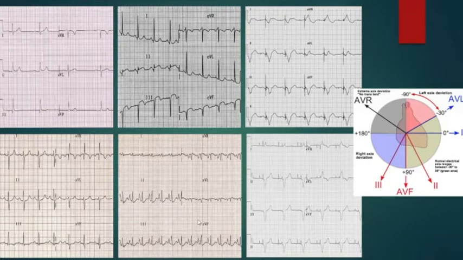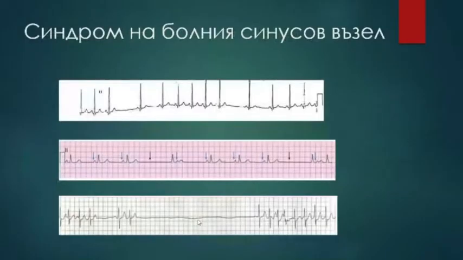For second degree, Mobitz type 1, you have gradual lengthening of the PP interval. And for Mobitz type 2, you don't have this. You have a constant PP interval. Then one P wave is not followed by QRS. You don't have a P wave showing. And here you don't have atrial activity for quite some time, and the patient probably fainted. If it's long enough, if it's more than 3 seconds, he or she probably fainted already, or at least has some dizziness.